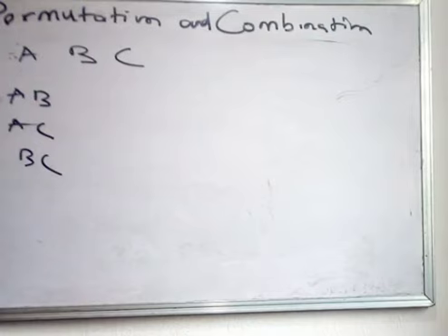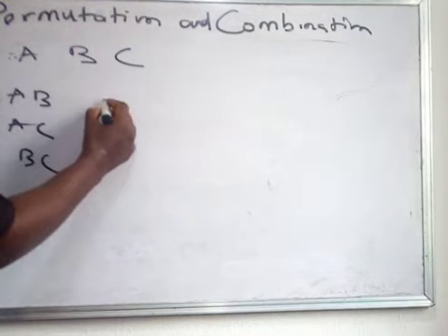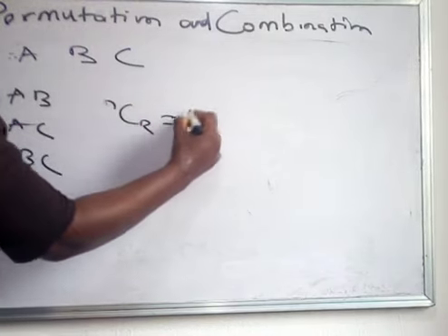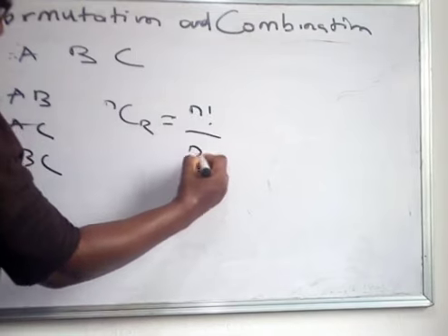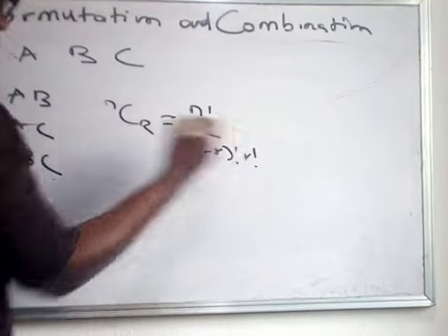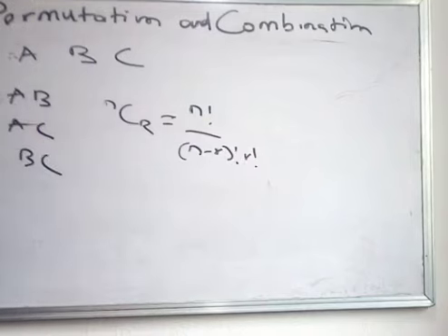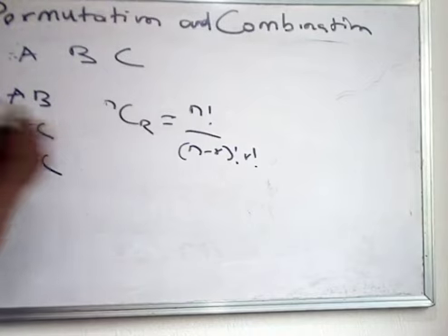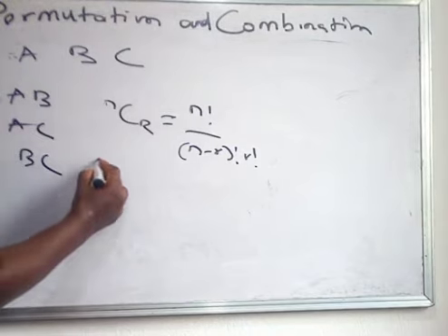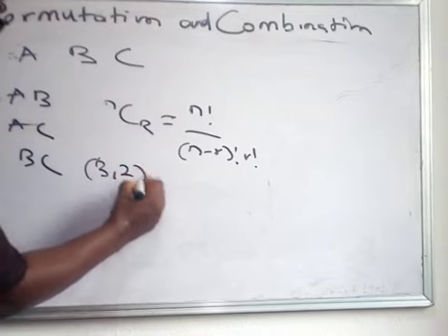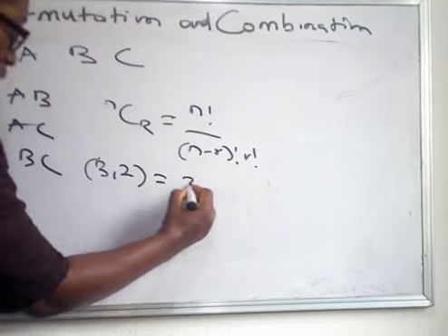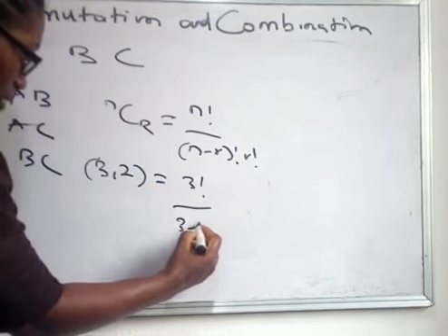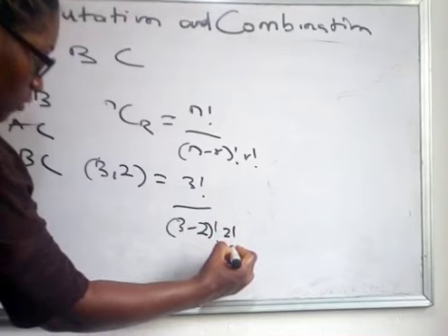Now, if we're going to solve this using the combination formula, the combination formula is giving us n combination r is equal to n factorial over n minus r factorial times r factorial, where our n stands for the number of books we are choosing from and the r refers to how many we are selecting. So here, 3 combination 2 is giving us 3 factorial over 3 minus 2 factorial times 2 factorial.